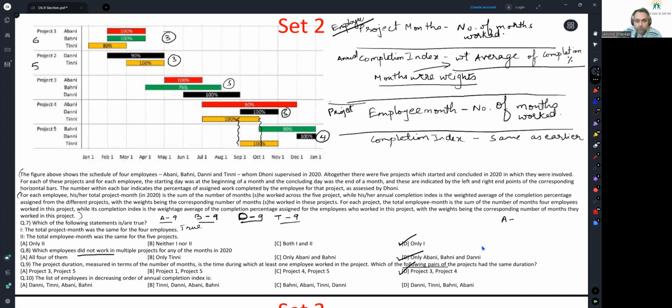For Abani, I have 2 months at 100, so 200. Again, 2 months for 100, so 200. 5 months for 80, so 400. 200, 200, 400. Abani ke liye relevant number is 800. Let's look at Bani, green one. 2 months ke liye 100. 4 months ke liye 75. So 200 plus 300, 500. 500 plus 3 months ke liye 90, 270. Total 770. For Danny, let's look. 3 months, black, 3 months is 270 plus 300, so 570. 570 plus 200, so 770. 770 plus 100, so 870.